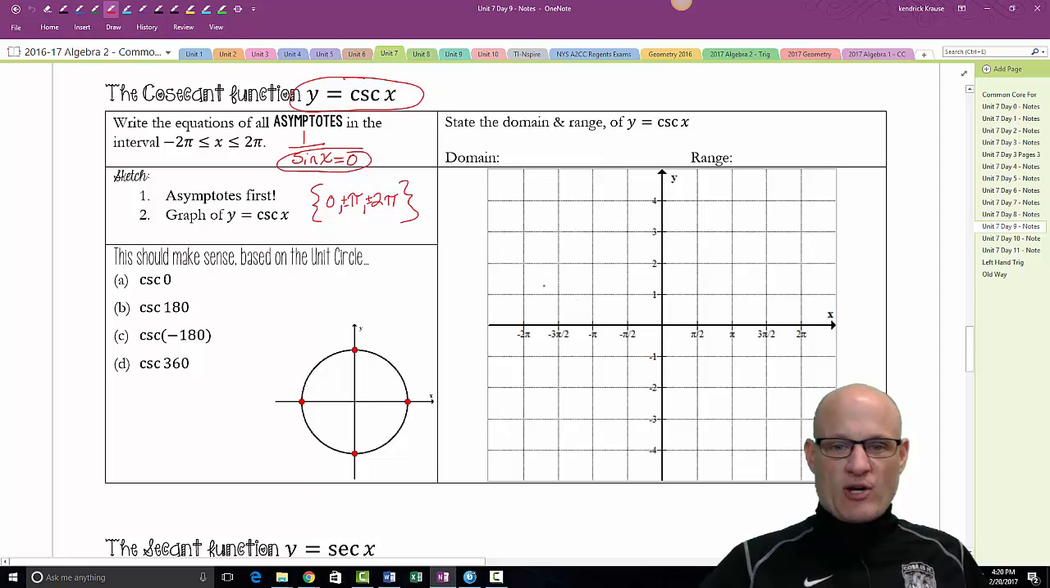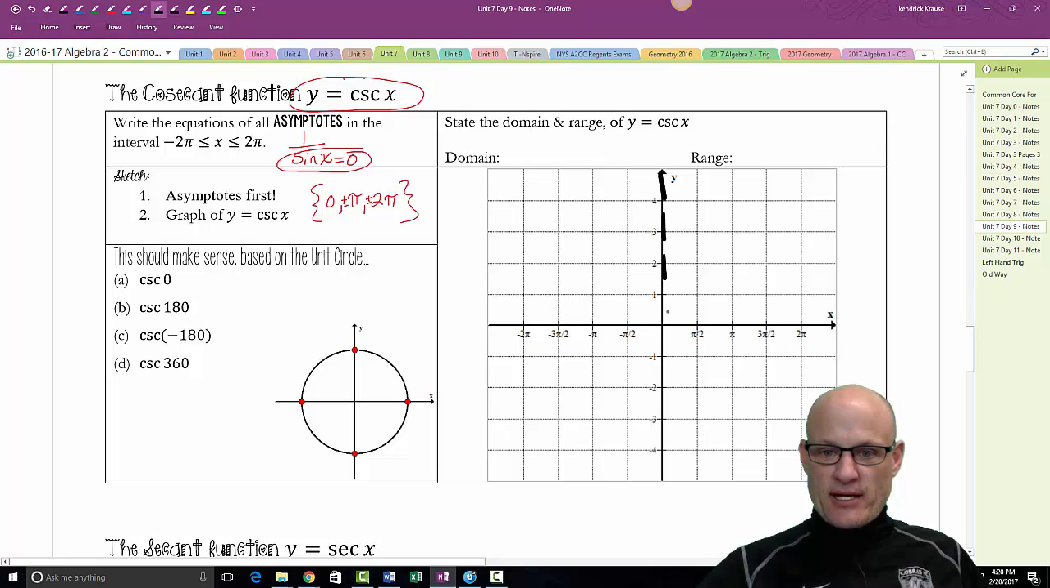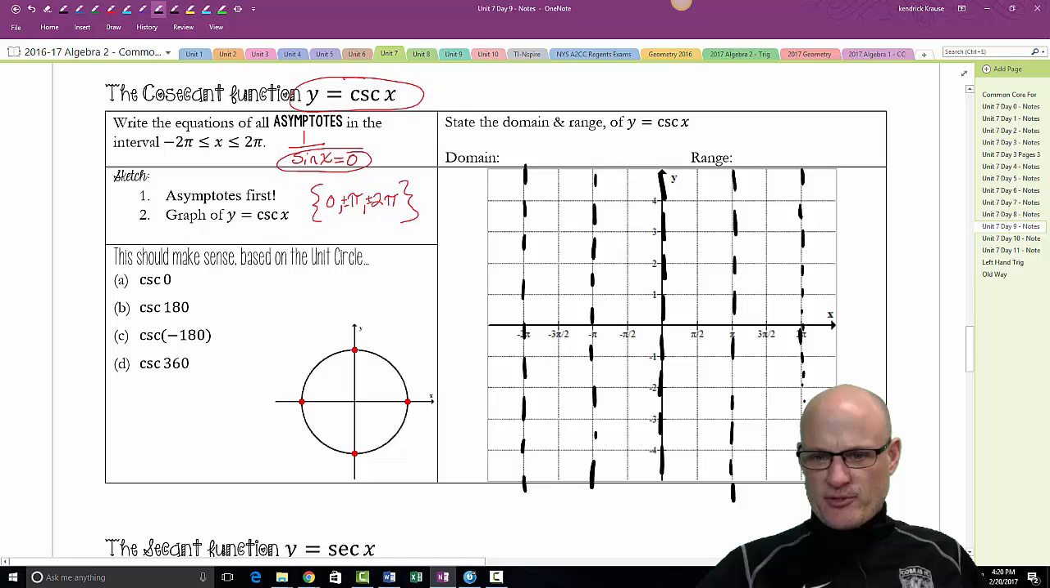But we're going to graph. So we have asymptotes at those. Now, because I got to use the x-axis, let's go to asymptotes. We're going to do our asymptotes in dark black. So asymptote here, and asymptote at pi, and at negative 2 pi, and at pi, and at 2 pi. So those are our asymptotes.